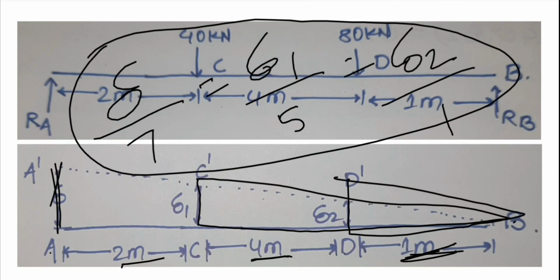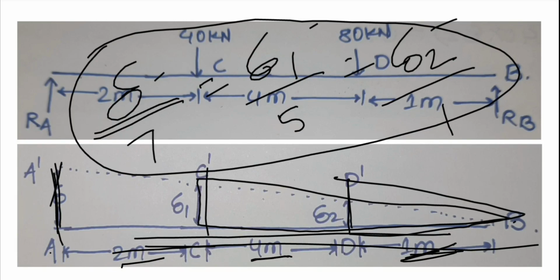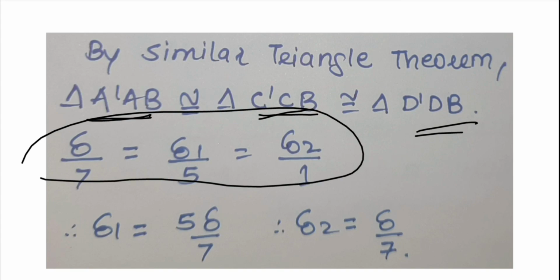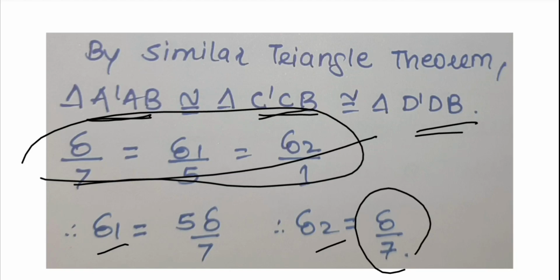Okay, if we consider these three triangles, they will be similar, and from that point of view delta 1 and delta 2 will be similar, depending upon the distances of the base, that is 7, 5 and 1. Here we have taken triangle A dash AB, triangle C dash CB and triangle D dash DB, which are similar. So we get this equation, and from this equation we get delta 1 equal to 5 delta upon 7 and delta 2 equal to delta upon 7.